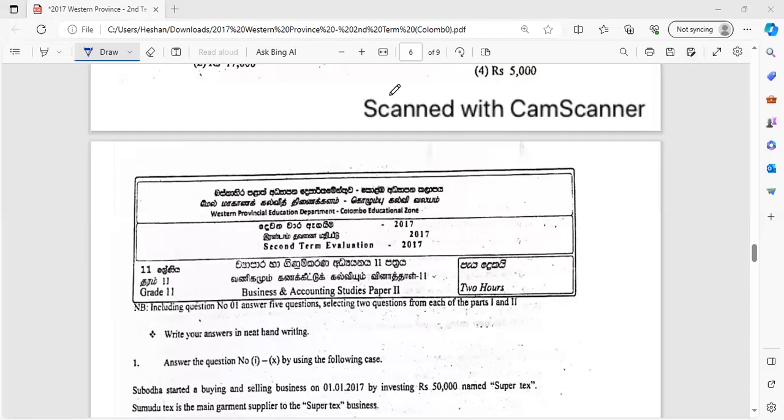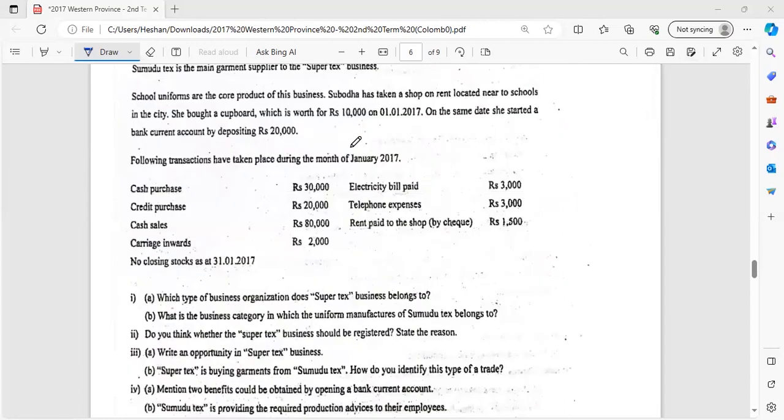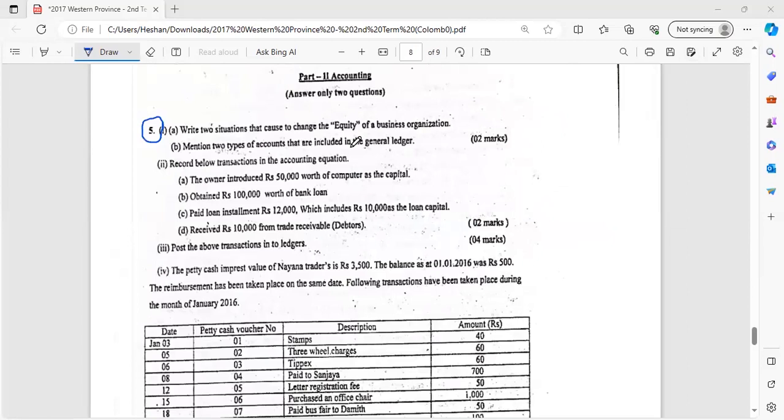Today I'm going to discuss this 2017 Western Province paper, Colombo Zone. This is the second term test, grade 11. I'm going to do some selected questions from the second part. We fully finished the first part, and I did some selected calculations in the second paper.